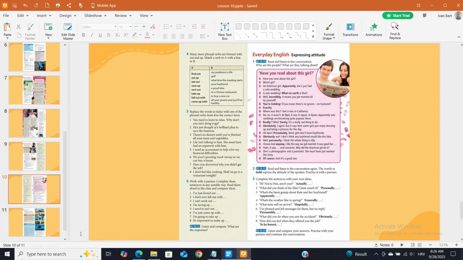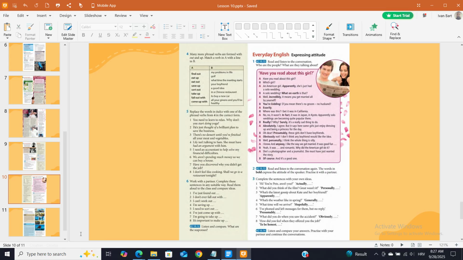5. Replace the words in italics with one of the phrasal verbs from 4 in the correct form. 1. You need to learn to relax. Why don't you start doing yoga? 2. He's just thought of a brilliant plan to save the business. 3. There's no dessert until you've finished all your meat and vegetables. 4. Lily isn't talking to Sam. She must have had an argument with him.